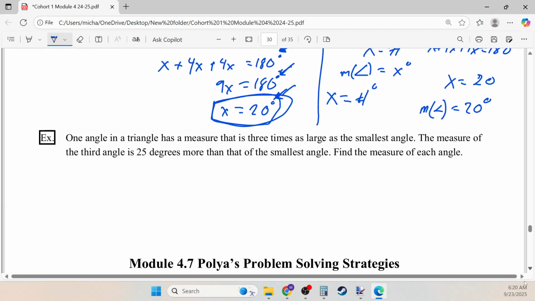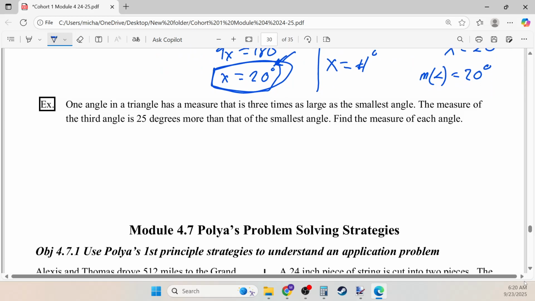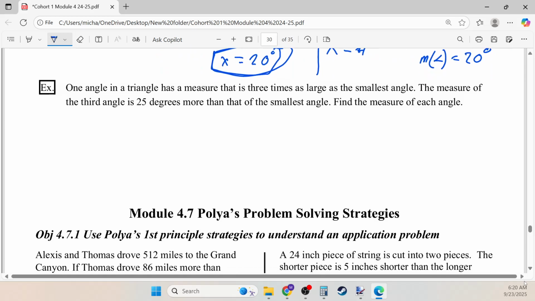So you should pay attention to the question and see what it's asking for, to make sure that you know if you have to include units or not. One angle in a triangle has a measure that is 3 times as large as the smallest angle. So if this is the smallest angle, then one angle in a triangle has a measure 3 times as large. The measure of the third angle is 25 degrees more than that of the small angle.